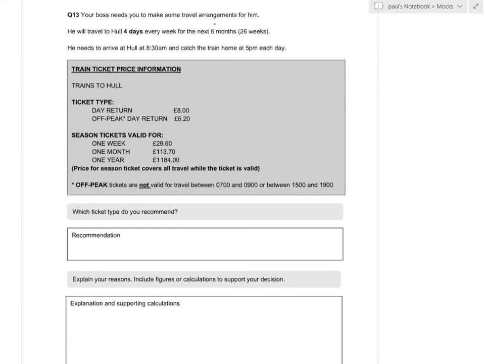Right, your boss needs to make some travel arrangements. He will travel to Hull 4 days a week, every week for the next 6 months. 4 days a week. So the trains, what sort of ticket do we get? So let's have a look. 4 days a week, so 4 days times 26 is 104 days.